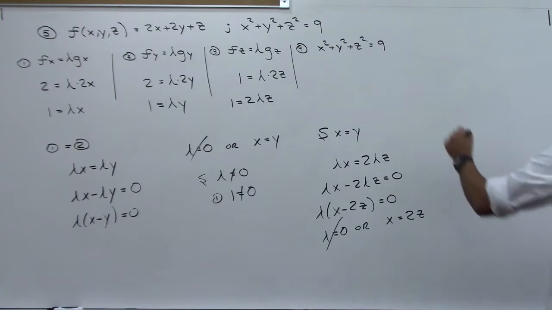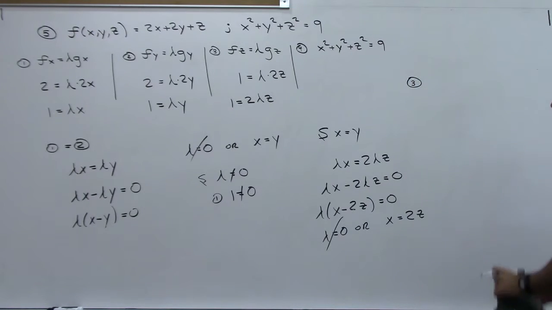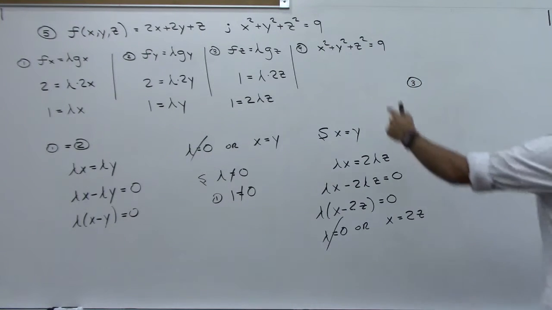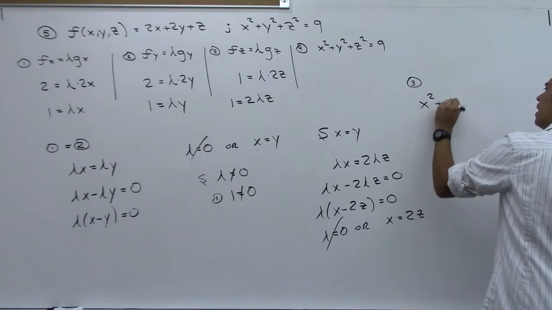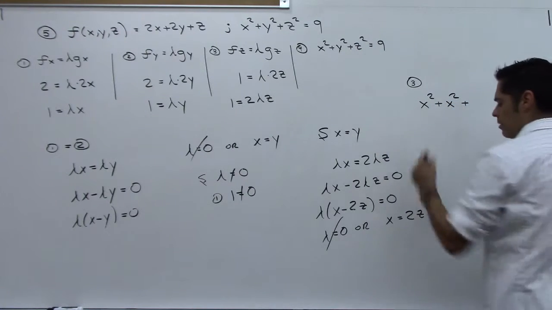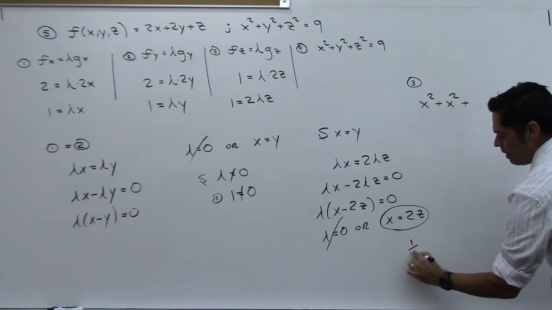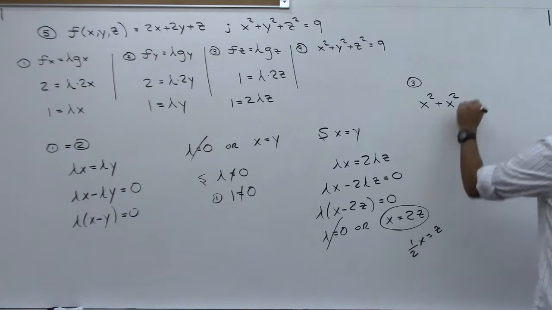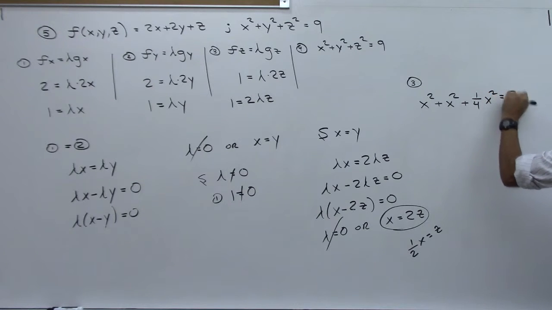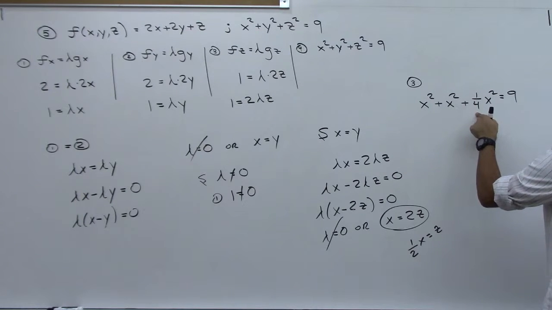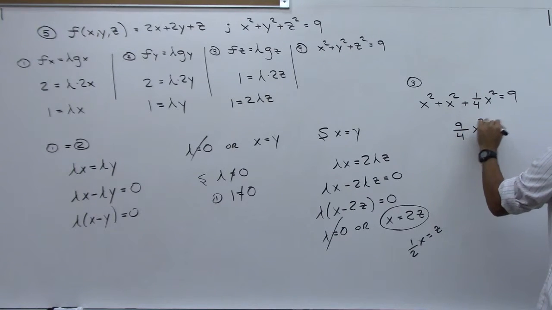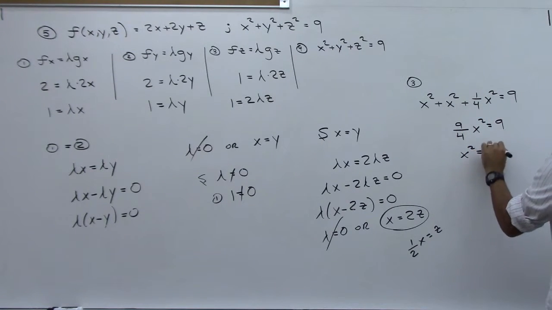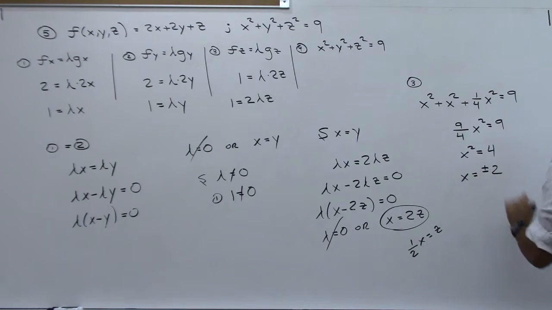So what I'll do now is I'll go into the third equation, and I'm going to try and get everything in terms of x. So I have x squared plus, now y is x, so that's going to be x squared again, plus z squared. So come to this equation right here, solve for z, half x equals z. Square both, you get 1/4 x squared equals 9. Now this is 2x squared plus 1/4 is 9/4 x squared equals 9, which means x squared equals 4, which means x equals plus or minus 2.